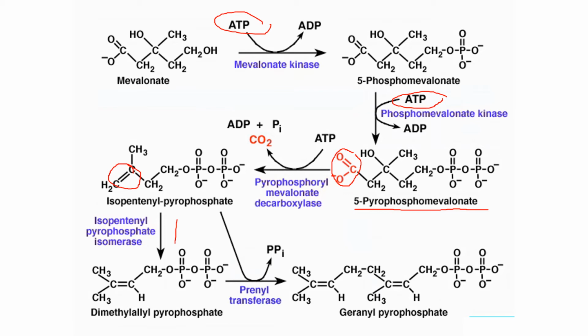Then we undergo an isomerization, and here we have an isomerase that does this. And finally, we have 2 molecules of this product or intermediate that condense to form the geranyl pyrophosphate. And we also release inorganic phosphate at that time, so that is providing the energy to drive this process. So the series of these reactions are energized by the cleavage of those 3 ATPs, a decarboxylation, and the release of that inorganic phosphate.